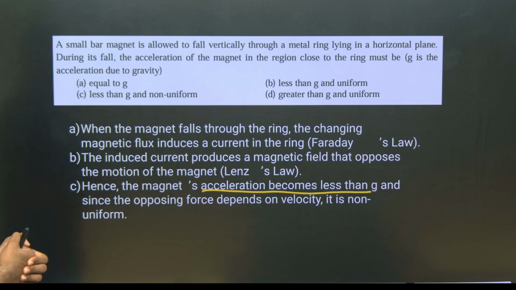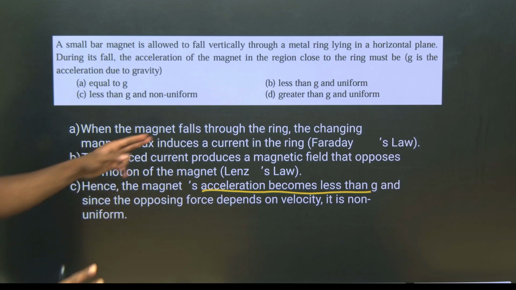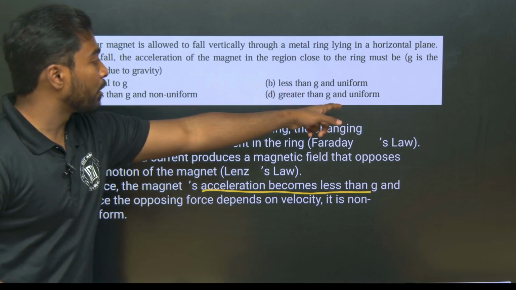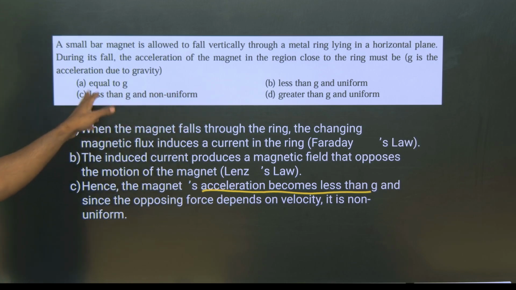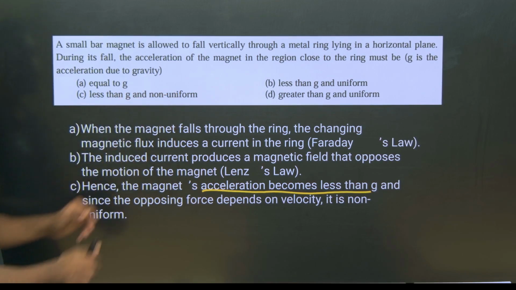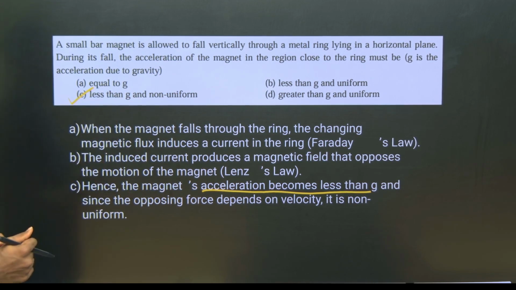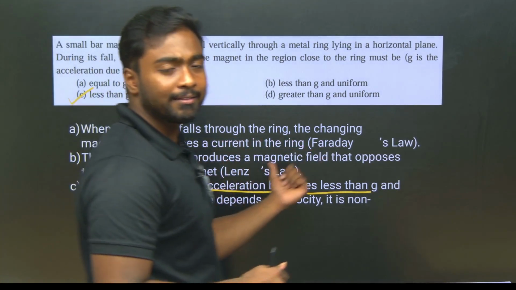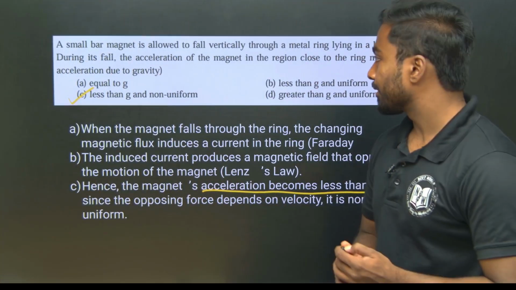So which of the given options is correct here? Less than G should be there and it's non-uniform. Option B is less than G, but it's uniform. Option C is less than G and non-uniform. So option C is the correct answer. By using Faraday's law and Lenz's law, we can solve this question.